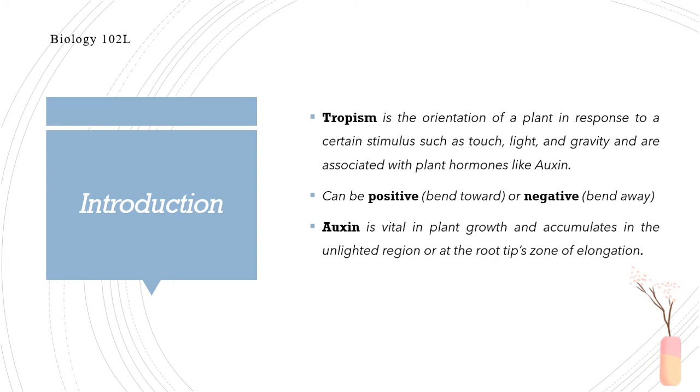To start with, tropism is the orientation of a plant in response to a certain stimulus like light, touch, and gravity. These are associated with plant hormones such as the well-known hormone, auxin. The mentioned plant hormone is significant and directly affects plant growth. It accumulates in the unlighted region, or simply the root tip's zone of elongation.